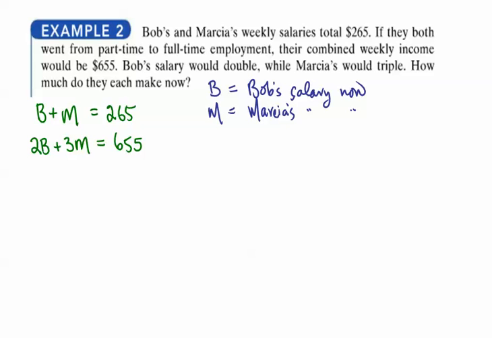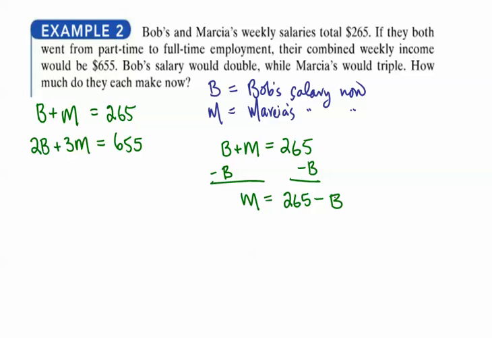Well, first of all, we can solve the first equation, B plus M is equal to 265. Let's subtract B from both sides, and we end up with Marcia's salary is 265 minus B. If they both make 265 together, then you take away Bob's salary currently, that would leave you with Marcia's salary currently.